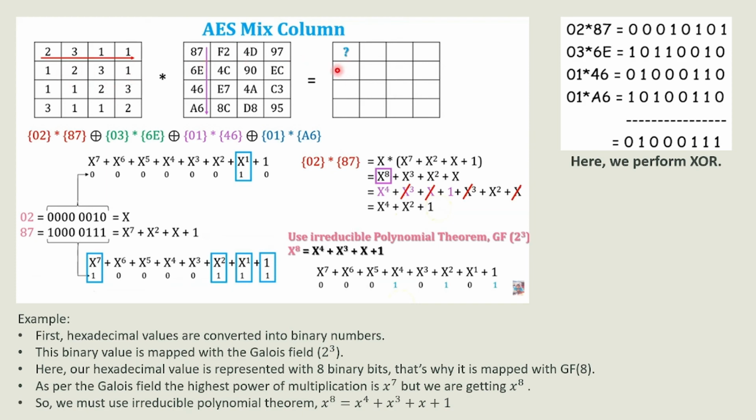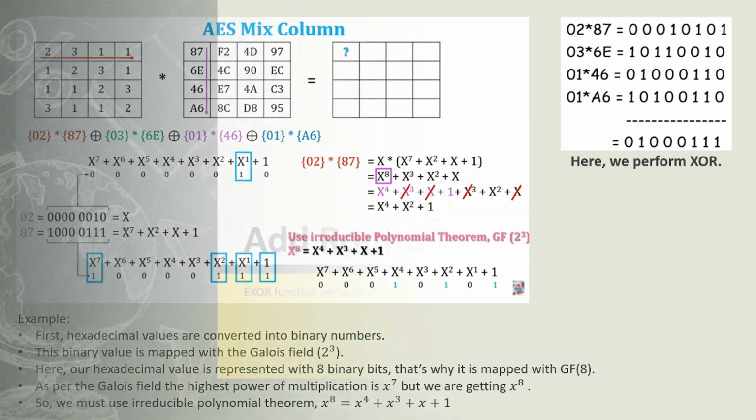If we want to generate the next cell, we have to perform this matrix multiplication between the second row of the predefined matrix and the first column of this state array. If we want to generate the third value, then we have to perform the multiplication between the third row of the predefined matrix and the first column of the state array. Similarly, we can generate all these 16 cells, and we are done with this mix column step.